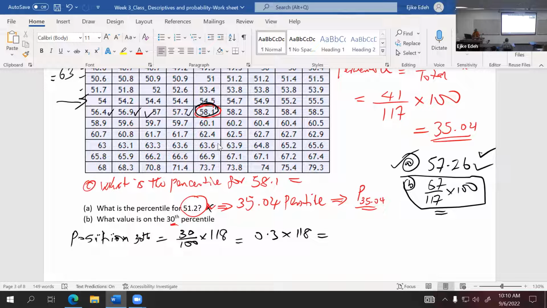Somebody help us with an answer here. 35.4. Thank you. So 35.4 will be the position of the data of interest. I'm going to go back here and count to 35.4. Here we'll be interested in taking the 35th plus the 36th value, and I'm going to take the average.